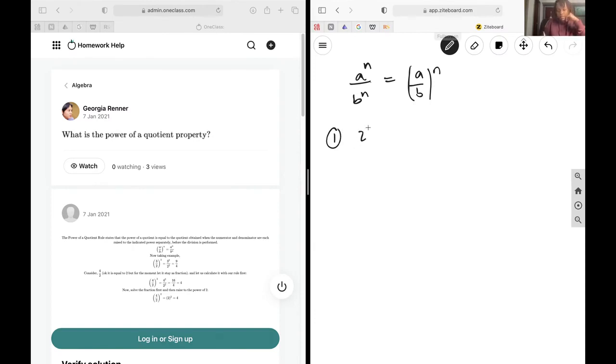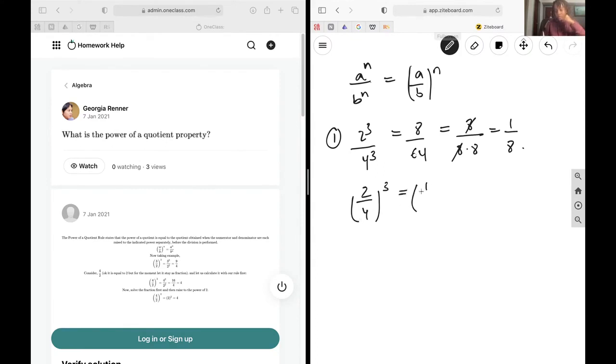For our first one, we have 2 cubed over 4 cubed. When I express that out, that is 8 over 64. And this is going to be 8 over 8 by 8, which is 1 over 8. If I had used this form, that would become 2 over 4, cubed. 2 over 4 can be simplified to 1 over 2, cubed. Apply those cubes independently, and it'll become 1 cubed over 2 cubed, which is 1 over 8. So this equality does hold. Let's just do a couple more.